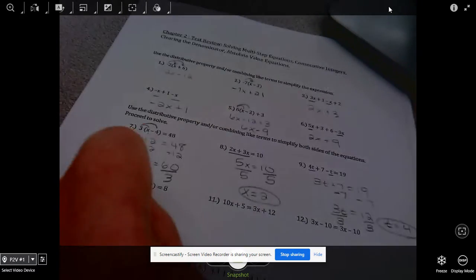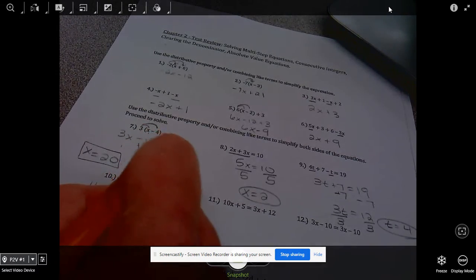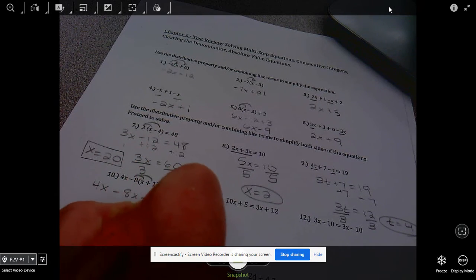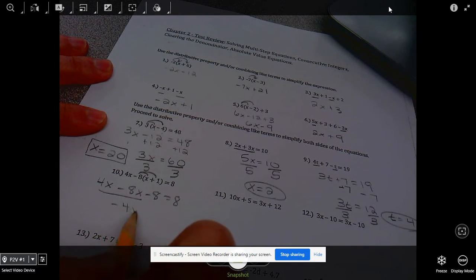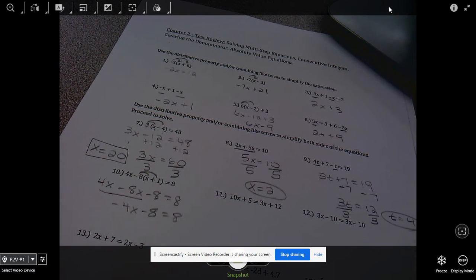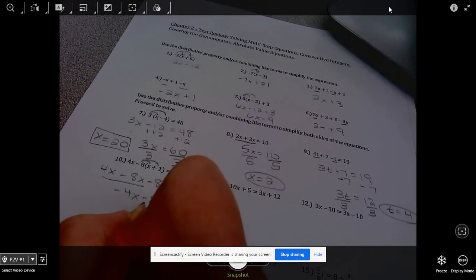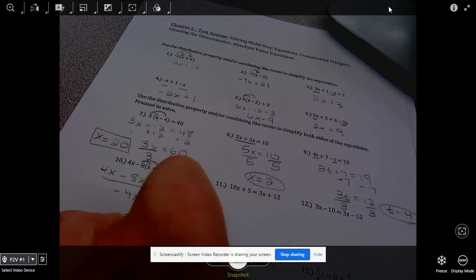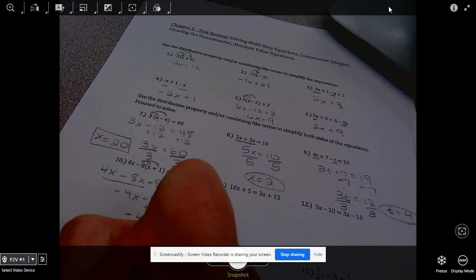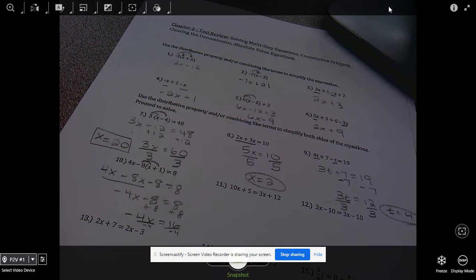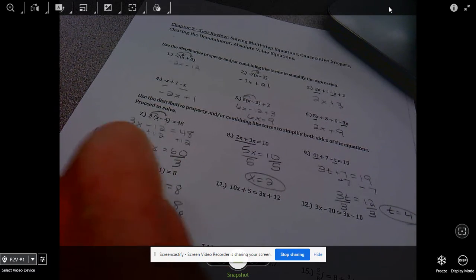Number 10, we have to simplify before we solve. Make sure you distribute to both terms. We have to simplify before we isolate our variable. 4x minus an 8x is a negative 4x. We can't move anything to either side yet until we've simplified, which we have. Now we can add 8 to both sides, and we'll get a negative 4x equals 16. Divide both sides by negative 4. x equals negative 4.